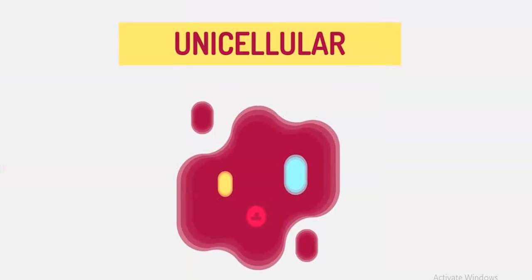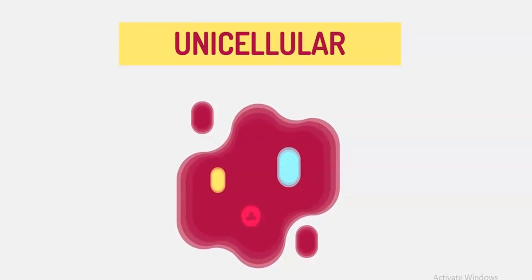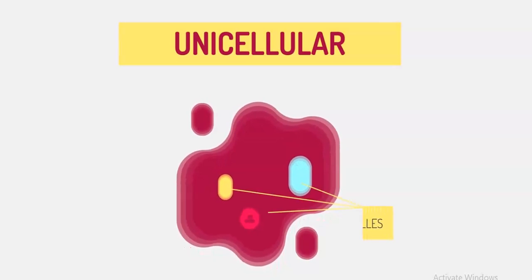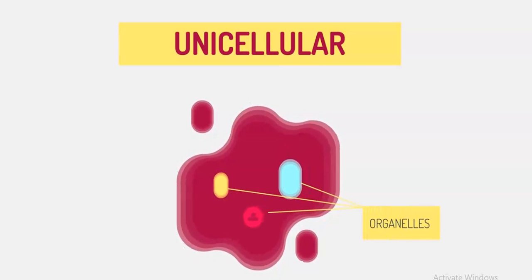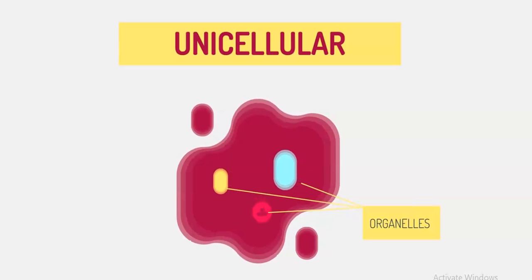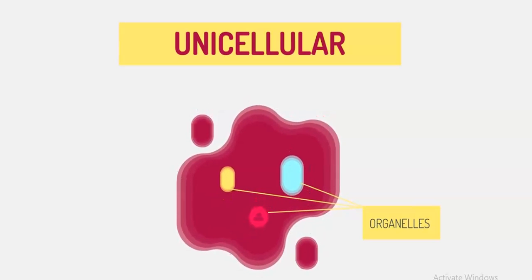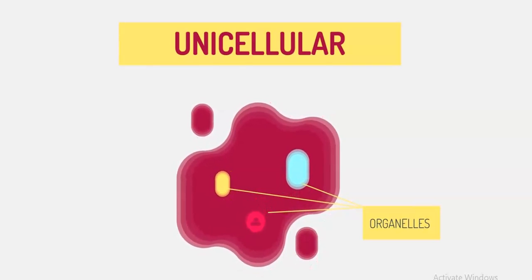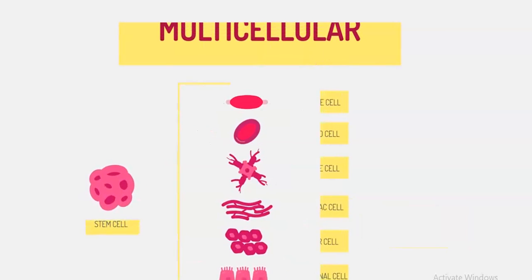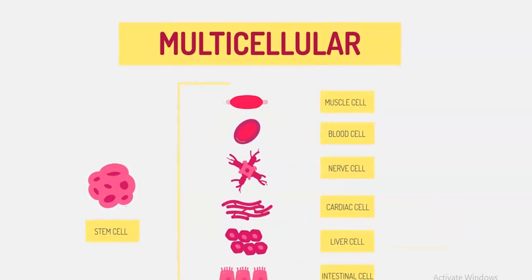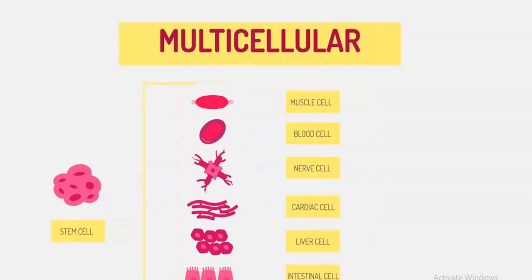Unicellular organisms can carry out all life processes in just the one cell, using internal structures called organelles. The decreased ability to share out life processes means unicellular organisms have a low level of efficiency, whereas multicellular organisms are highly efficient, with division of labor at the cellular, tissue, or organ system level.